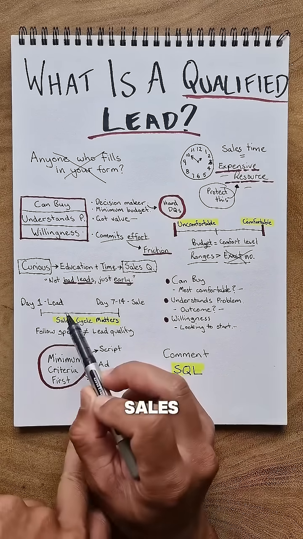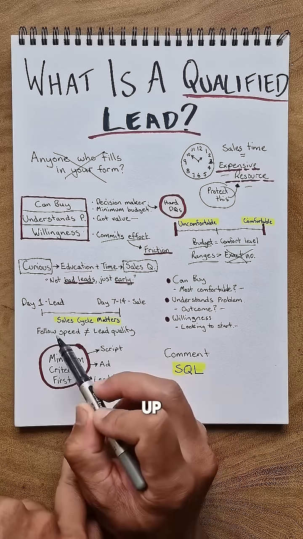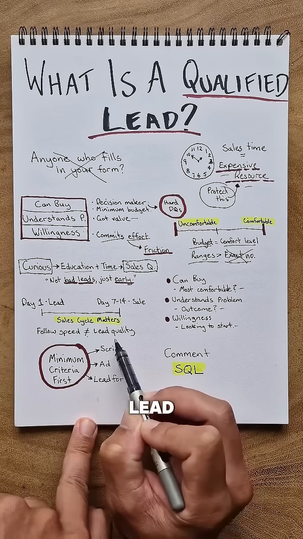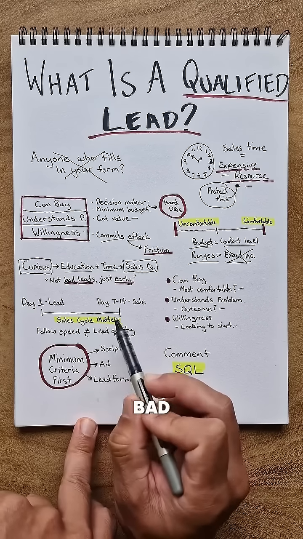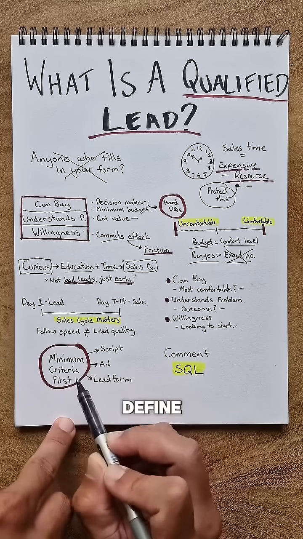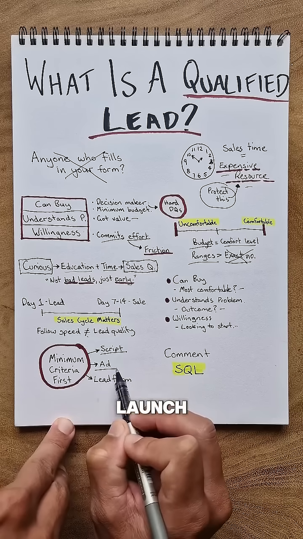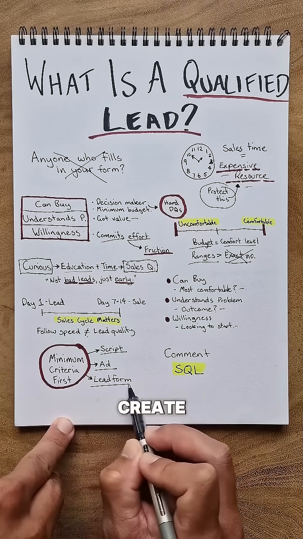Now, important point, if your sales cycle is between 7 to 14 days, timing matters now because follow-up speed does not equal lead quality. Many leads are labeled bad simply because no one called them fast enough. But bottom line, you must define your minimum criteria before you write your first ad script, obviously before you launch your first ad, and definitely before you create your first lead form.